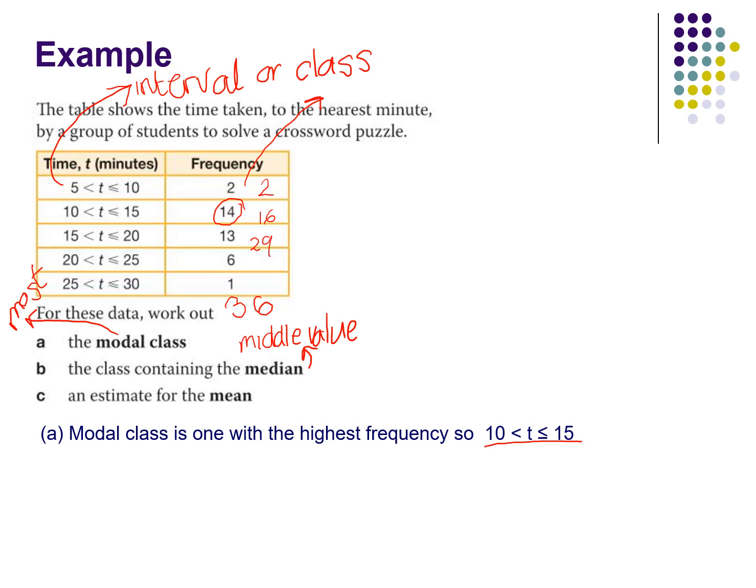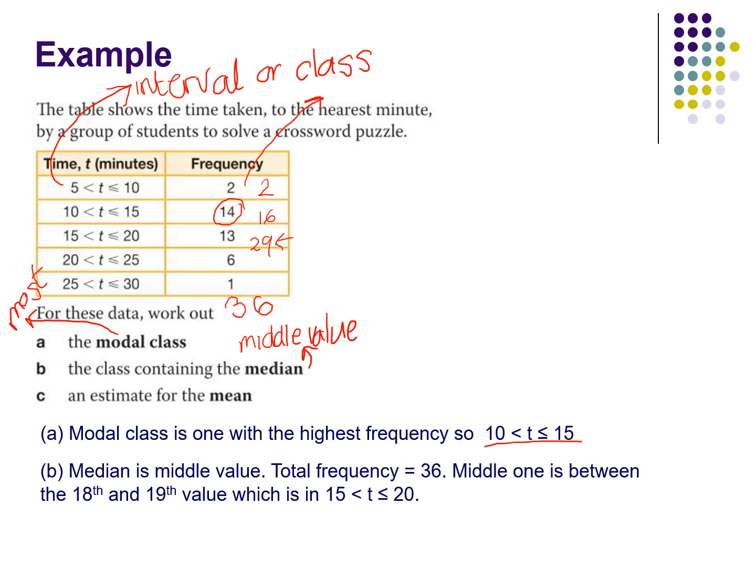Now we were after the 18th and the 19th ones, so they are going to be in here somewhere. So when we're looking at which class contains the median, we know that it's going to be within that class, which we write down as 15 less than t less than or equal to 20.